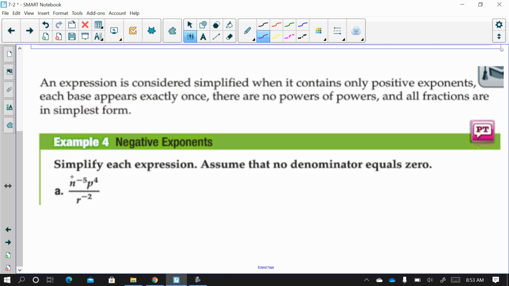Okay, letter A, n to the negative 5, p to the 4th, all over r to the negative 2. Well, I know I'm going to have a fraction bar. Start with the n's. N to the negative 5. I don't like negative exponents, so I drop it across the fraction bar, and the exponent becomes positive. P to the 4th, there are no other p's, and it's positive, so it stays the same. Go to the bottom, r to the negative 2. Again, I don't like negative exponents, so I bring it up across the fraction bar, and its exponent becomes positive. So my answer here is p to the 4th, r squared, all over n to the 5th.